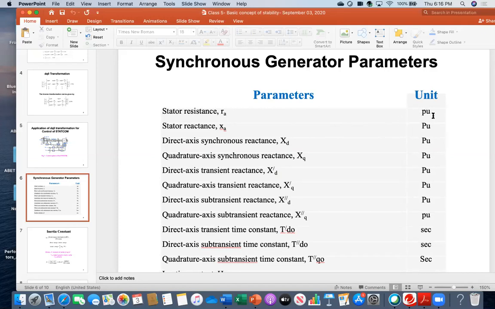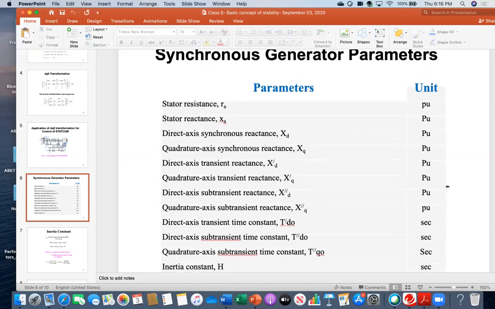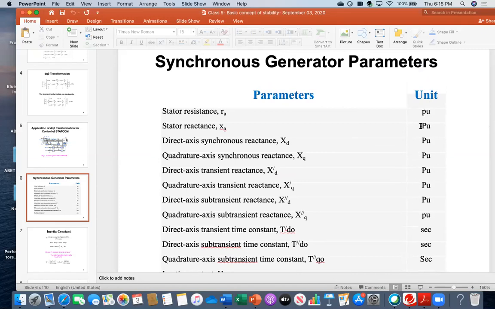So instead of writing ohm, every quantity is expressed in terms of per unit, and some quantities are expressed in seconds. I'm coming to that point later. The benefit of having the per unit: the per unit definition is actual value divided by the base value. For example, you got a 100 ohm resistance value. So instead of writing 100 here, you assume a base value, for example, your base is also 100. So 100 divided by 100, you will get only a small number, which is 1.